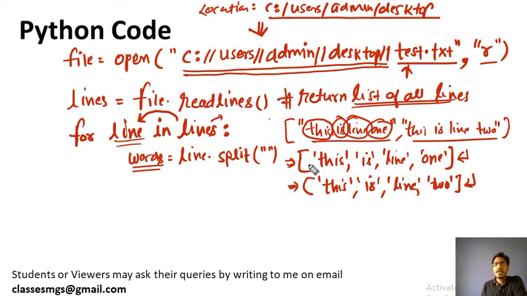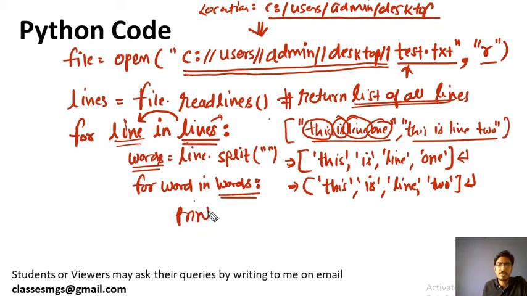Now we need to iterate this words list. Why do we need to iterate? Because we want to display a hash between each word. So for that purpose I will iterate again, for word in words, like we have done for the lines list. We are doing the same for the words list. In that case we just need to print the word plus a hash at the end of the word. Then it will print the output like this.